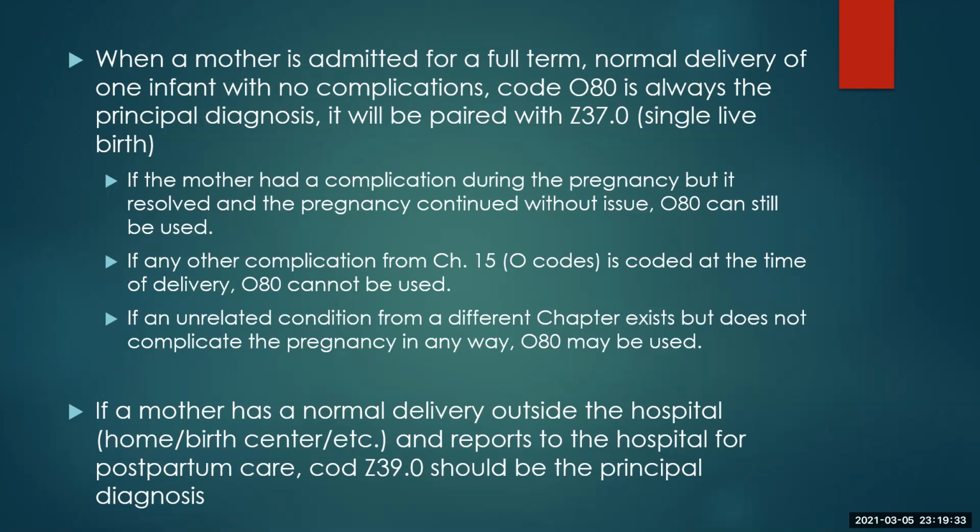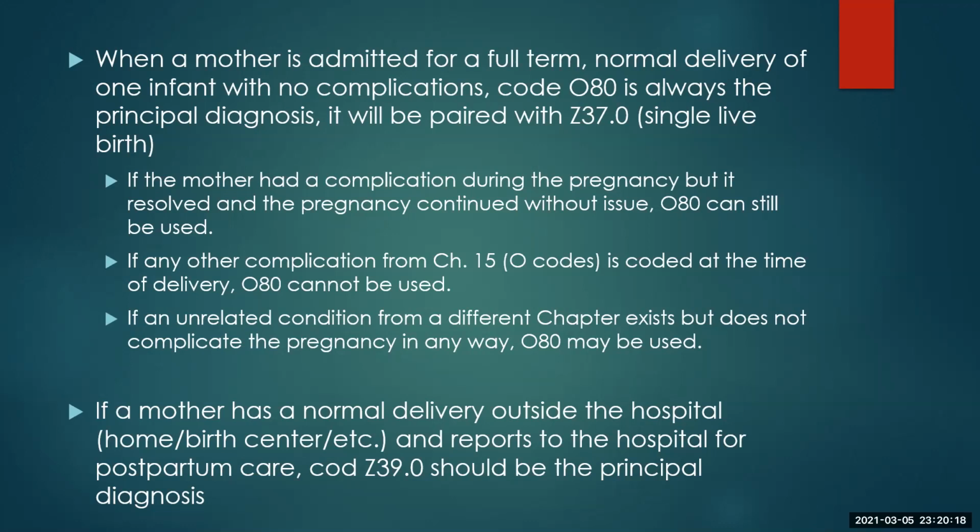If the mother had a complication during the pregnancy, but it's resolved, maybe she had dizzy spells or had high blood pressure at some point, but then it resolved and the pregnancy continued without issue, it didn't have any effect on the delivery, you can still use O80 as that primary diagnosis. If there's any other complication that's come up during the delivery or is mentioned, you can't use O80. You're going to have to use that complication as the primary. So O80 is not going to be used in conjunction with any complications at all. So you're just going to have to drop it out if you do have even just a laceration or anything like that.